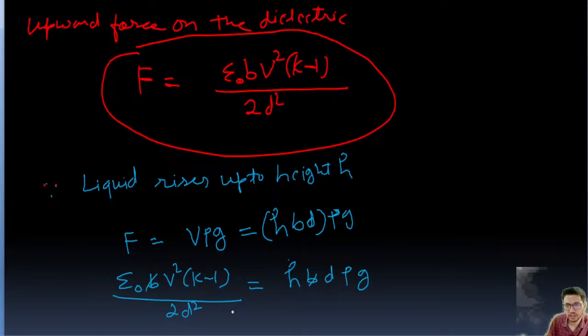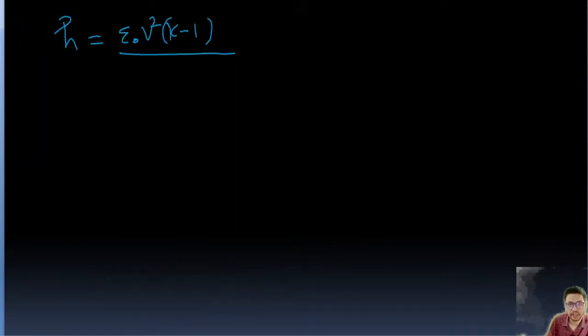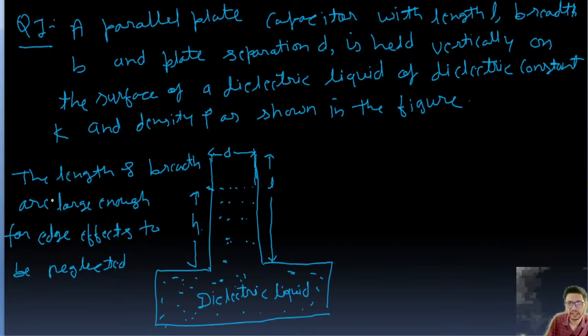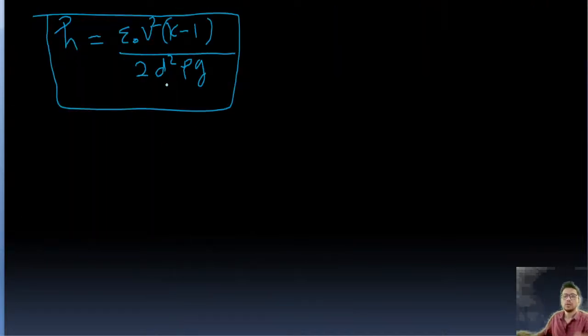So this is 2d square, my apology guys, this is just a d, 2d, okay, this is d. So this will go here, so this is going to be 2d square rho g, right? So this is the answer. The value of height h is epsilon 0 v square (k minus 1) upon 2d square rho g.